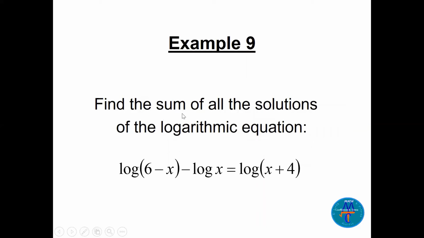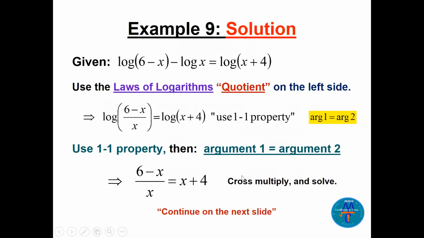Let's find the sum of all the solutions of this equation. We have log of something minus log of something equal to log of something. This is base 10. So I can use the laws. See the quotient here? Remember, log of u minus log of v becomes log of u over v, which is equal to log of x plus 4. Then I can use the one-to-one property. We have the same base, so the argument 1 is equal to the argument 2. See, 6 minus x over x is equal to x plus 4.